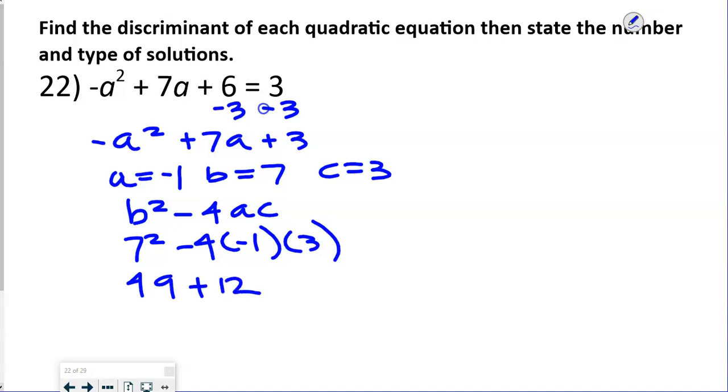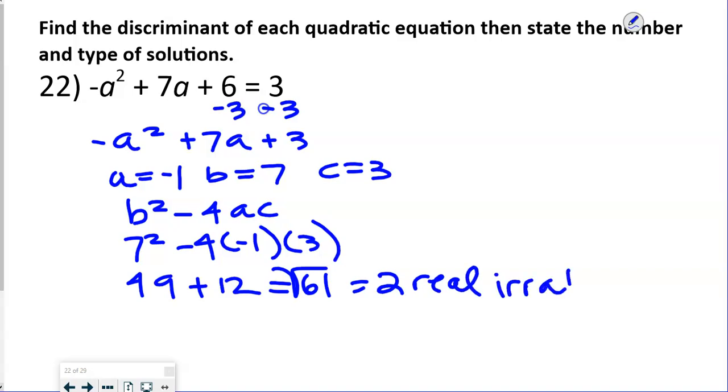So our answer here is going to be 61, which means it's positive, but it's irrational because we could take the square root of 61. Y'all got me? We're not going to get a whole number, right? So this is going to be 2 real irrational solutions. Rational means it's basically a whole number, y'all. Okay, could be positive or negative, but it's a whole number.